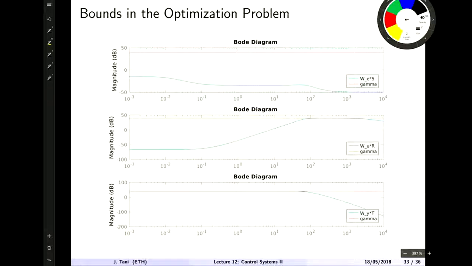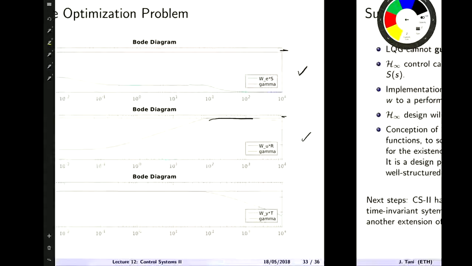We can also plot the bounds, so we have gamma here, and then what's inside the T_zw, so the weight times the sensitivity here. So we see, okay, we are not at the bound in this case, and we see here we approach the bound, right? So what do you want to do if you want to get an even better performance? You should allow higher U, and then you can get even better, right?